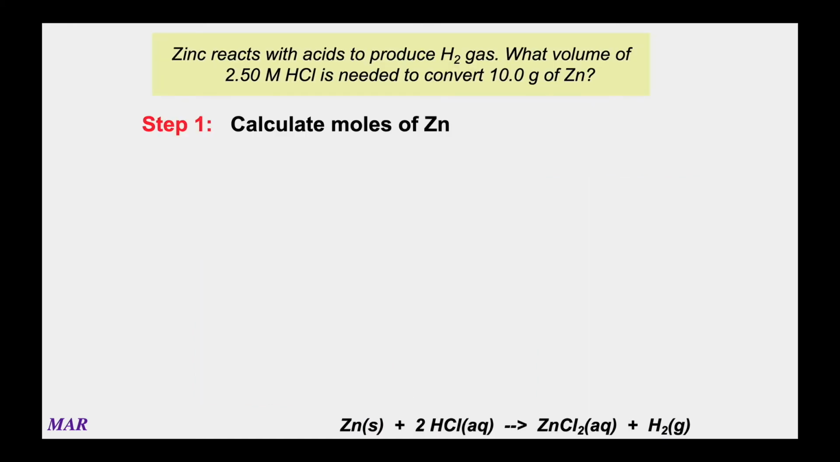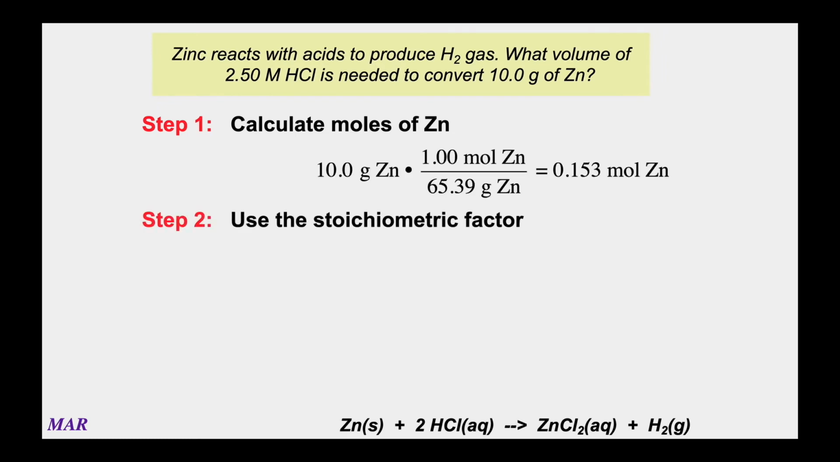First, what you want to do is calculate moles of zinc. We're starting with 10 grams of zinc, and to use the balanced chemical reaction, we need it in moles. So 10 grams of zinc divided by 65.39 or so grams of zinc per mole, that's 3 sig figs, 0.153 moles of zinc.